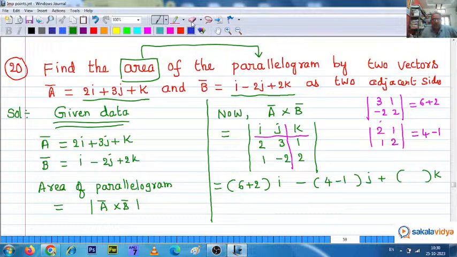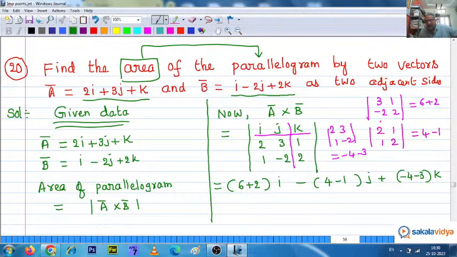Right. Next, this time deleting this row and this column, you will get 2, 3, 1, negative 2. What do you write? 2 into minus 2 is minus 4, minus 1 into 3 is minus 3. So you can write here in this bracket minus 4 minus 3. Next, let us simplify: 8i minus 3j minus 7k. I hope it is very clear to you, right. 8i minus 3j minus 7k.